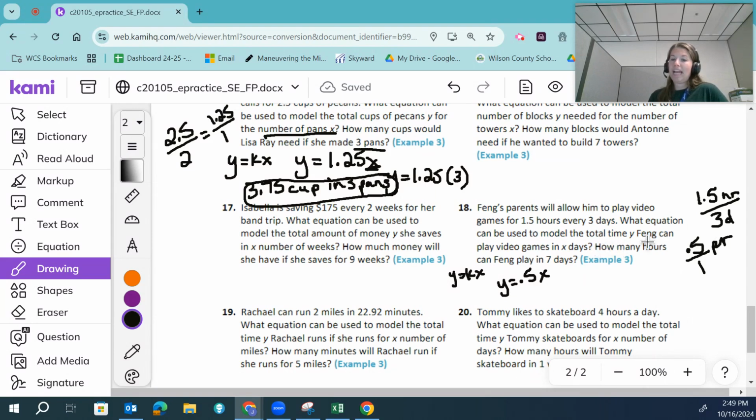It says how many hours can Feng play in 7 days? And again, in this one, x equals the number of days, so I'm substituting in for x. So y equals 0.5 times 7. When I multiply that out, y equals 3.5, which means Feng can play 3.5 hours of video games in 7 days.